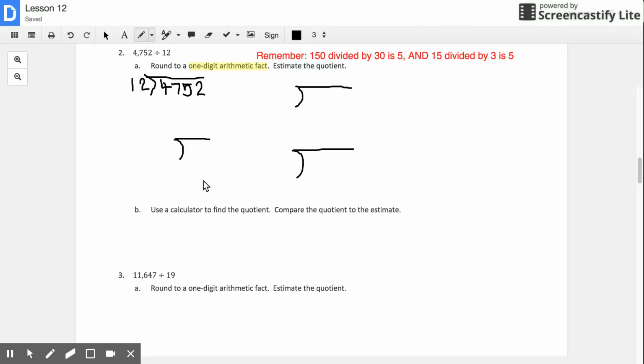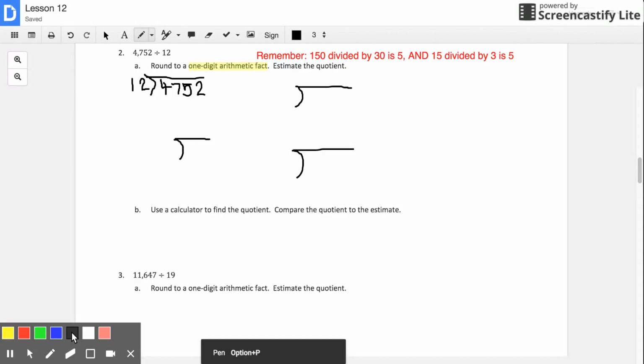So for this one, I'm going to take one step to round it down to a one-digit arithmetic fact, and then add those zeros back in to estimate the quotient. So follow on quickly or pause if you need to, but we're going to be setting up 4 little division houses.